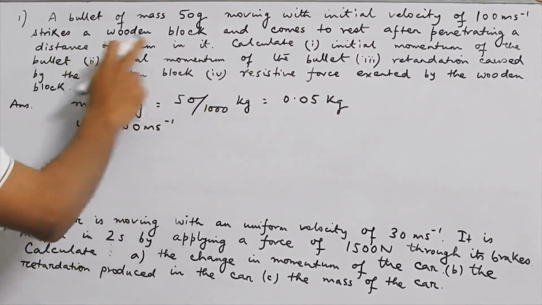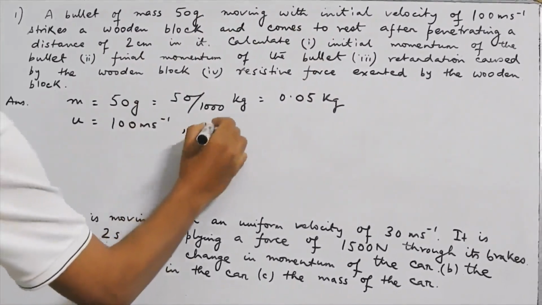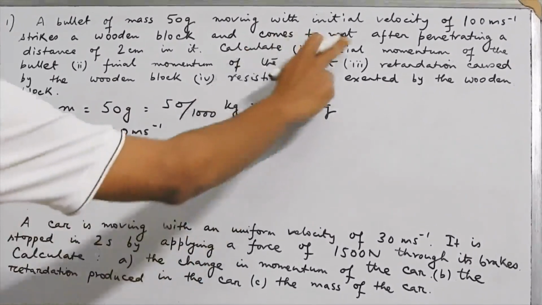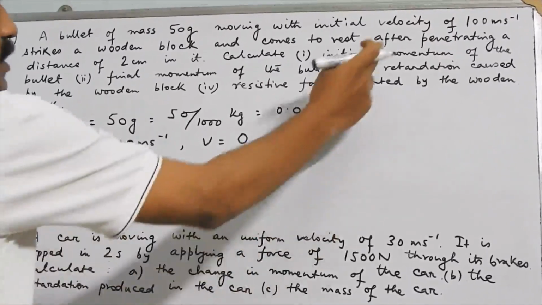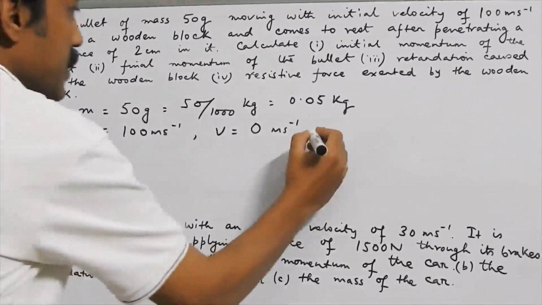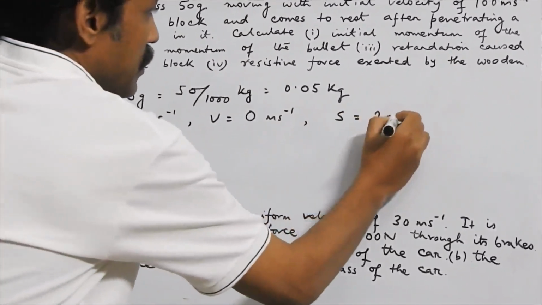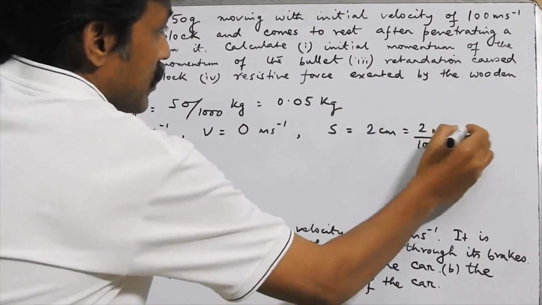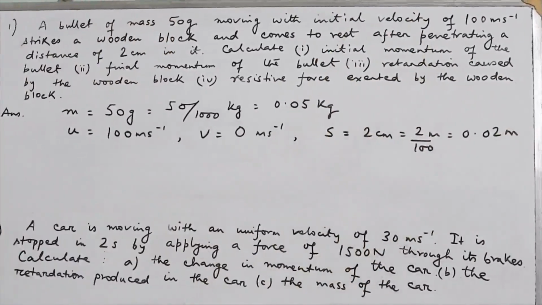It strikes a wooden block and comes to rest. Means the final velocity is obviously 0. Because it comes to rest, the final velocity v is 0. And in that process it penetrates a distance of 2 cm. So let the distance be denoted as s, that is 2 cm, which means 2 by 100 meter, which can be written as 0.02 meter.